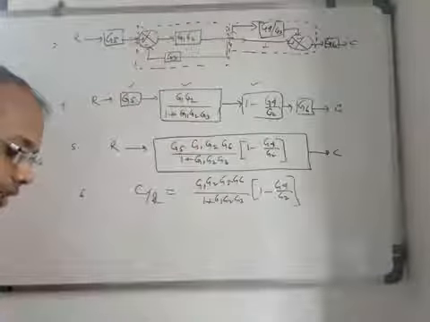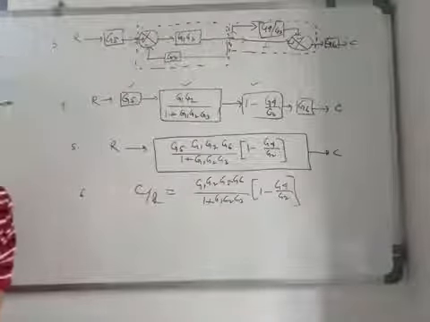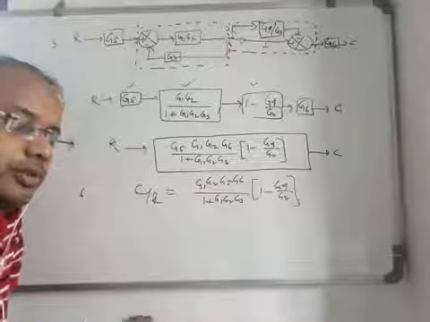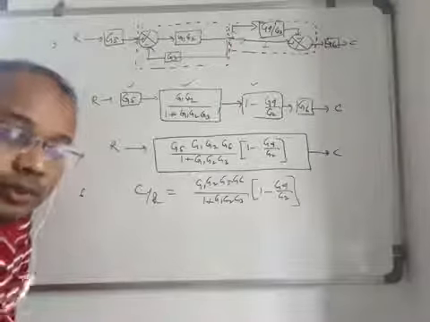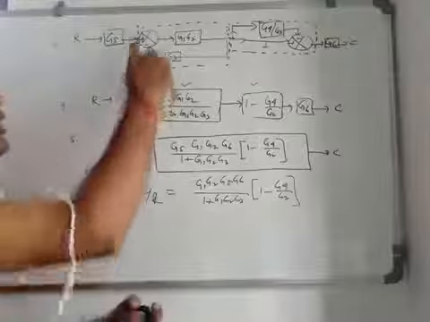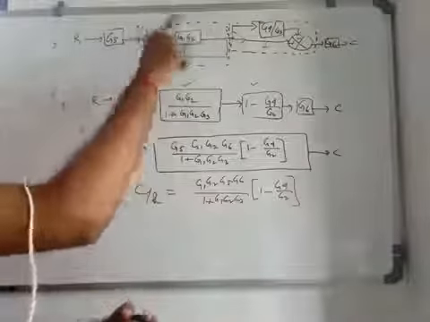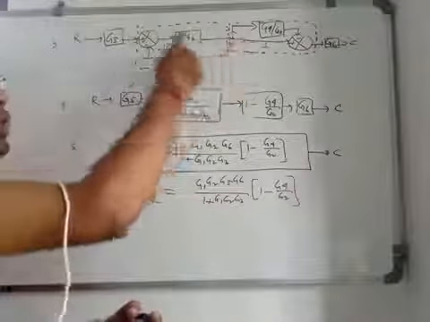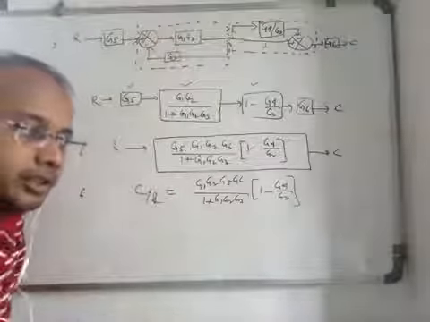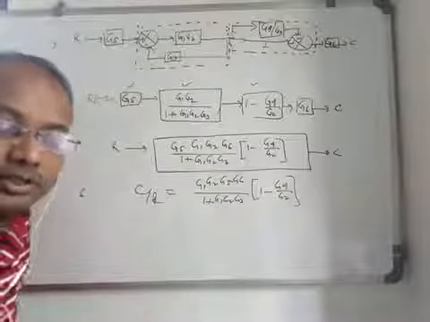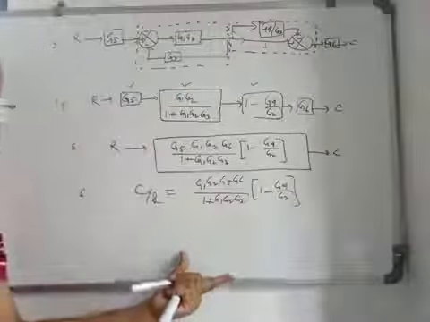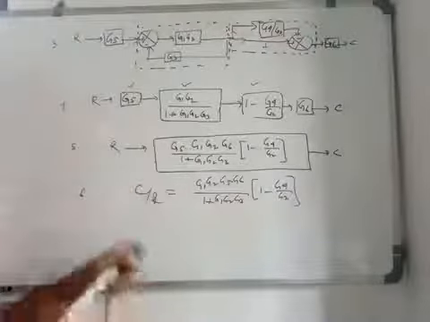So what we have learned is that if any takeoff point or summing point is to be shifted from either side of any block, that is very important, such that a closed loop type of feedback loop is formed, either a parallel loop or a feedback loop. Once you get this parallel loop and feedback loop from the complex structure, it will be much easier for you to get the reduced blocks like this, right? So we will take another example.